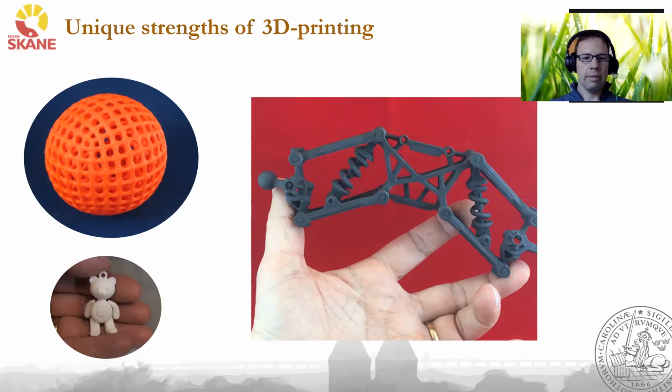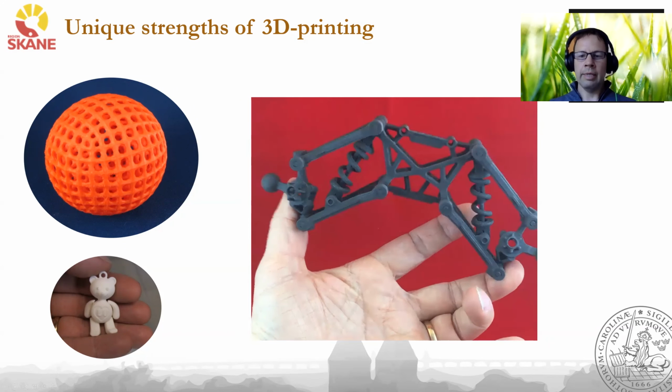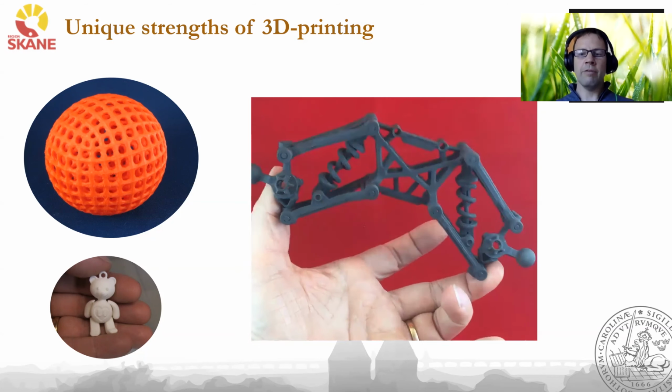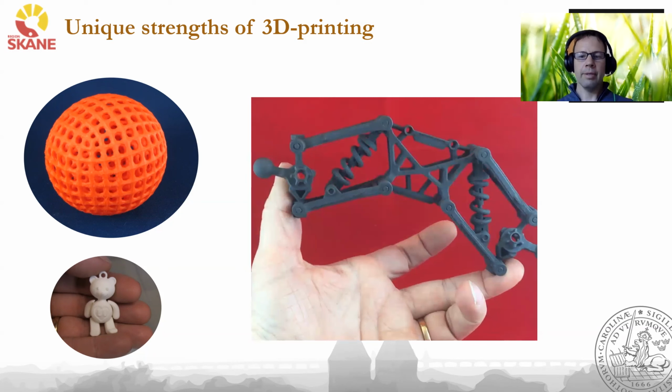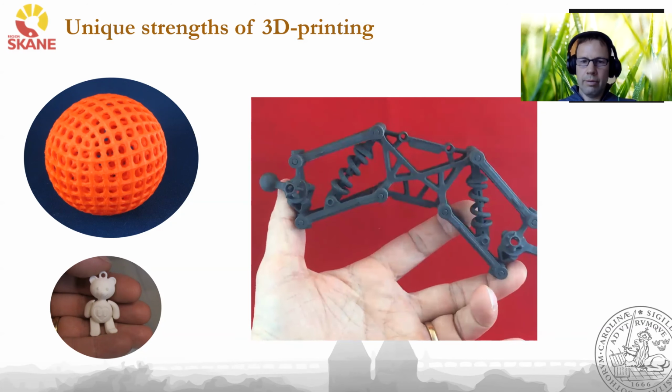And in the middle part here, that's a part of a suspension mechanism of a small remote control car. That's also printed in one piece. It really comes out like that from the printer, but all you need to do is dust it off properly. Yeah, sorry.